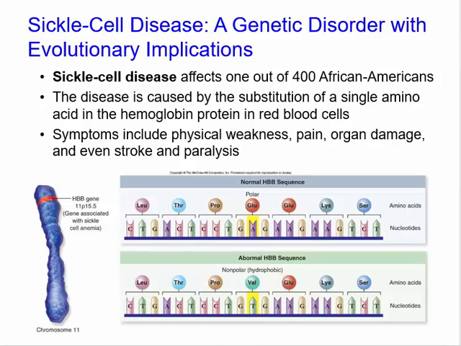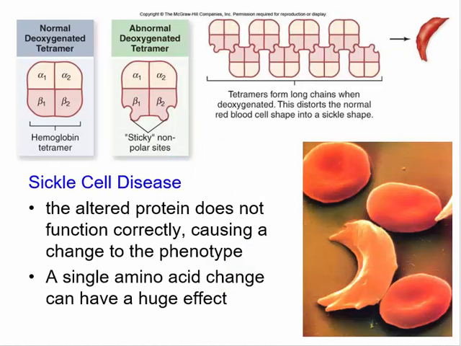Somebody who is homozygous for this sickle allele, without treatment, that's usually fatal at a very young age. So what's happening here? Here we have hemoglobin. It's a tetramer, so it's made out of 4 polypeptides. So it has that quaternary structure. Here's normal hemoglobin, kind of have this globular shape, hence the name hemoglobin.